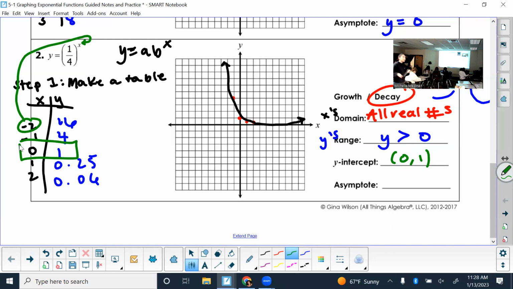Now, asymptote, that's a new word. We haven't even talked about it in algebra yet. What does it mean? Table 3. Oh, so you're telling me what it is. So it is y equals 0. But what does it mean? A line that the graph gets close to but never touches.